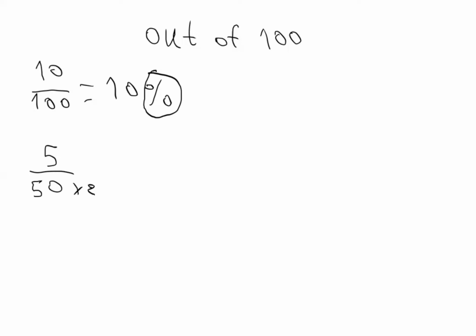But if we only multiply that, it would change the value of the fraction. So we multiply both the numerator and the denominator by 2, and that does not change its value, just its appearance. So it is 10 100ths, which, as we learned, is 10% of 50. The 5 yellow pieces are 10% of the 50 total pieces.